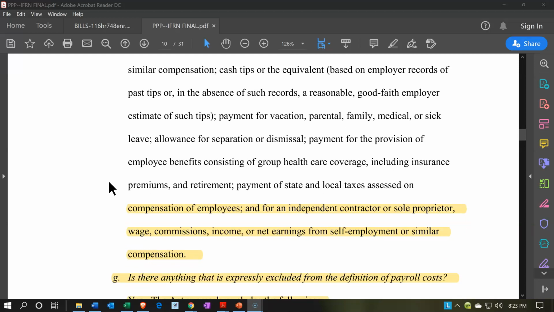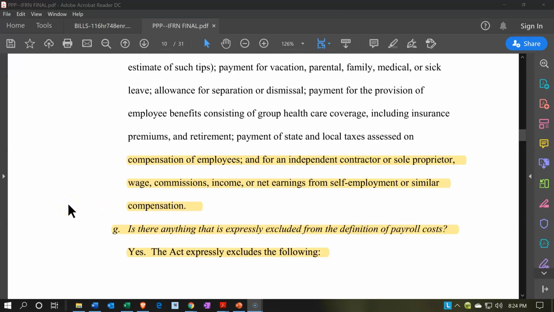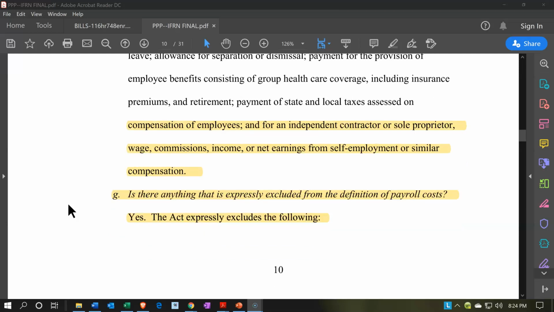taxes assessed on compensation of employees, and for an independent contractor or sole proprietor, wage, commission, income, or net earnings from self-employment or similar compensation. So that again puts the sole proprietor in there, who basically counts themselves as income. They pay self-employment tax. It's kind of like payroll taxes. So you would think that would be them there. They talk to this contractor issue in a little bit more specific way down below as well, which I think is a new thing. So we'll see that in a second.